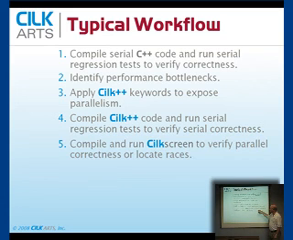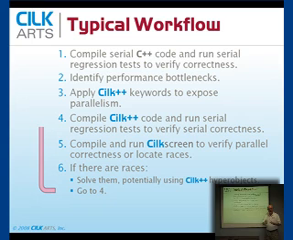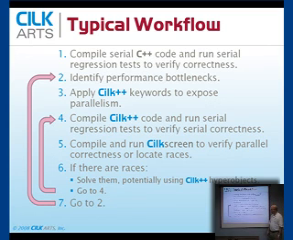Then you compile and run the Cilk screen to verify the parallel correctness or locate races. So the Cilk screen will either tell you that on this particular input it's race-free, or it will point you to where the races are. If there are races, then you have to solve them, potentially using Cilk++ hyperobjects. And then you go back to 4 and recompile and so forth. And then finally, when you've done that, you can identify some more performance bottlenecks and you can iterate. And of course, this is a never-ending process because your code's never nearly fast enough.